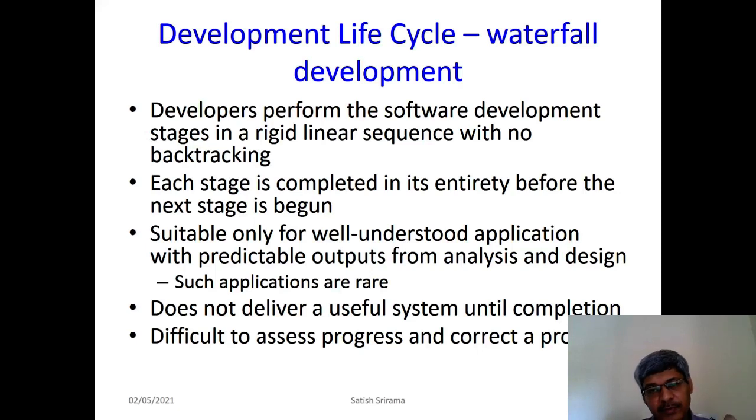In the waterfall development, developers perform the software development stages in a rigid linear sequence with no backtracking. So you will have the system conception, then the analysis, and then the design. Only after the analysis is fully finished, you will go to the design. Only after the design is fully finished, you will go to the implementation, class design actually. So we'll be going towards this implementation. Only after the implementation is finished will you go to the testing, then the other stages. So each stage is completed in its entirety before the next stage is begun.